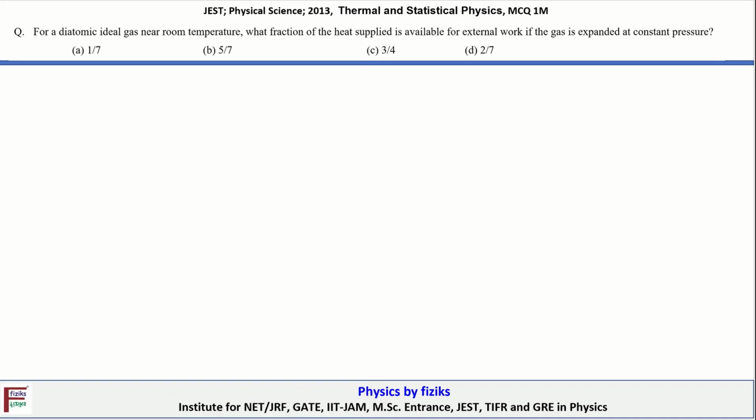So in this video we are going to talk about the question which appeared in thermal and statistical physics in the JEST 2013 examination. So let's continue with the first problem. The statement is, for a diatomic ideal gas near room temperature, what fraction of heat supplied is available for external work if the gas is expanded at constant pressure?